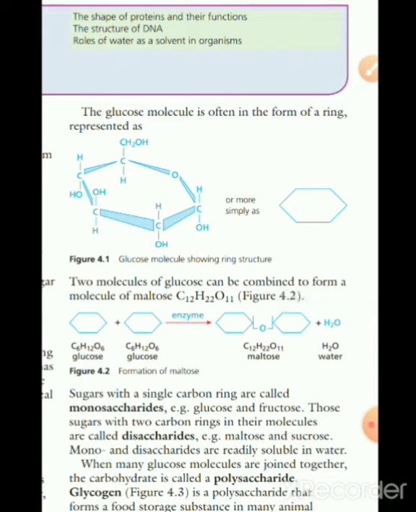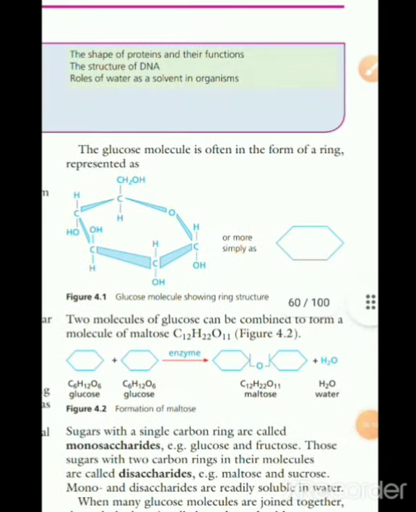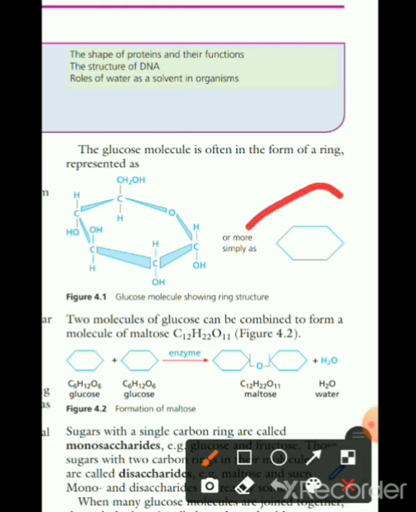When it is in the form of a ring, you can see the differences among them and how they are arranged this way. If you attach the six carbons to each other, they can attain this shape also. So how are they arranged? Basically, you can see that two molecules of glucose can be combined with each other to attain the shape of maltose with the same ratio.